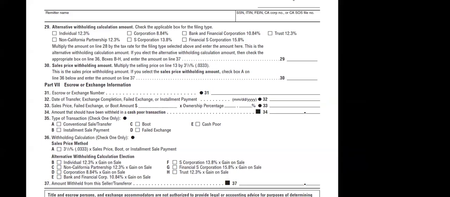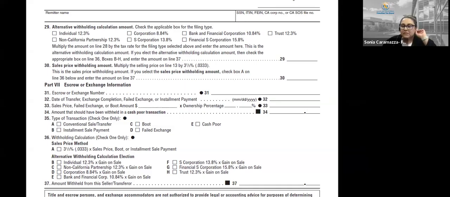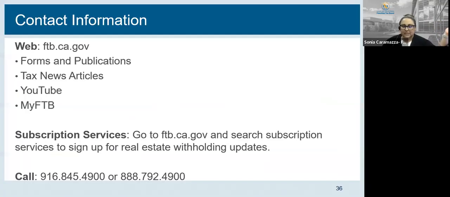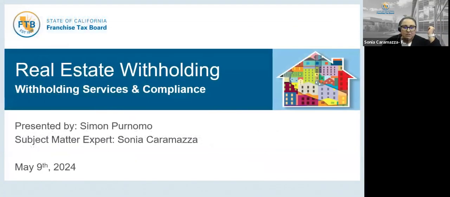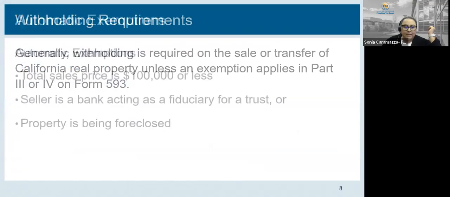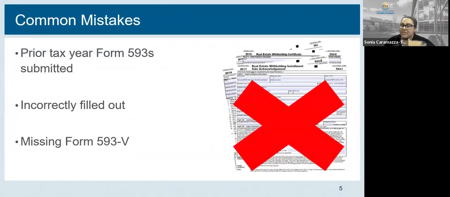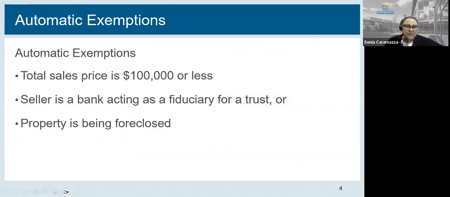Okay. Another question, for liability. If you're doing a 1099, would you have to fill out this form? Yes. Well, this form is completed for any sale, right? Unless it's an automatic exemption. There are only 3 scenarios when we don't need this. If it's $100,000 or less, this form does not need to be completed. If the bank is a trustee acting as a fiduciary for a trust, withholding doesn't need to be completed. And then what's the third, Simon? If the property is being foreclosed. Okay, those are the only instances that this form doesn't need to be completed.